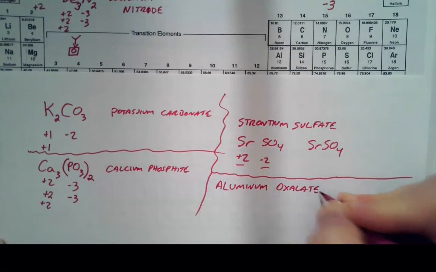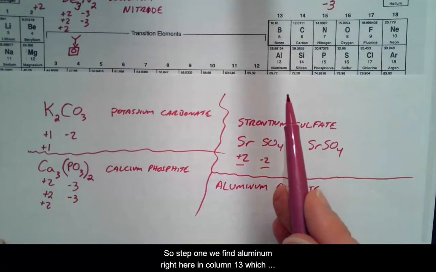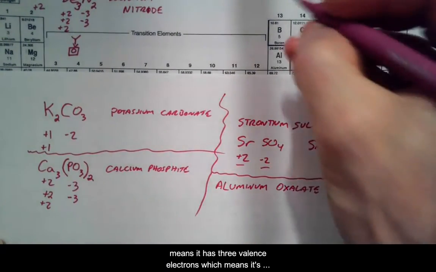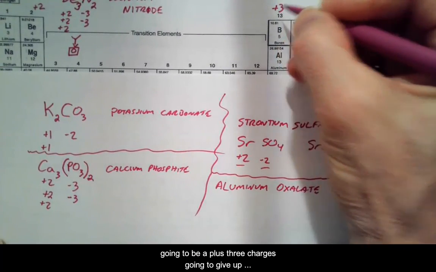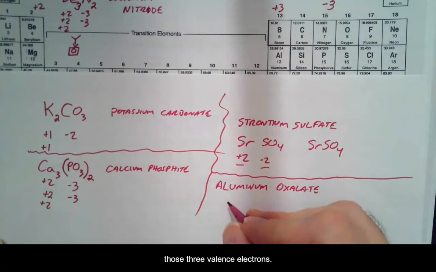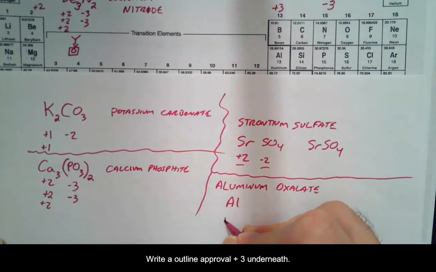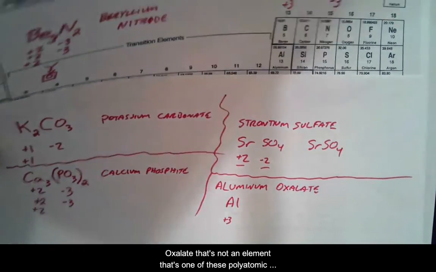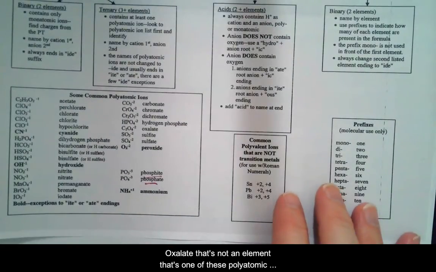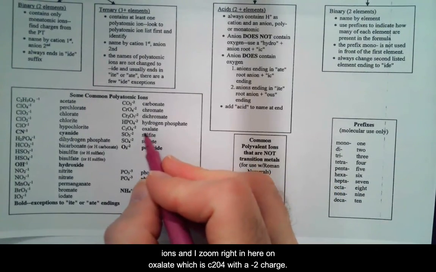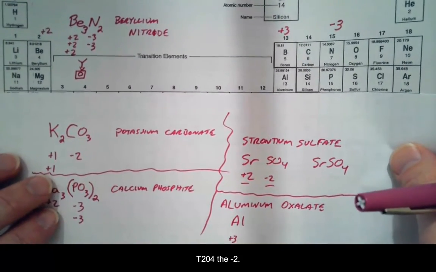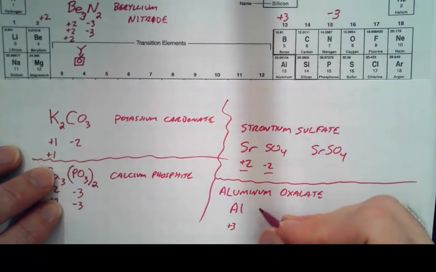All right. So step 1, we find aluminum right here in column 13, which means it has 3 valence electrons, which means it's going to be a +3 charge. It's going to give up those 3 valence electrons. So I'm going to write Al. I'm going to put a little +3 underneath it. Oxalate, that's not an element. That's one of these polyatomic ions. And I zoom right in here on oxalate, which is C2O4 with a -2 charge.